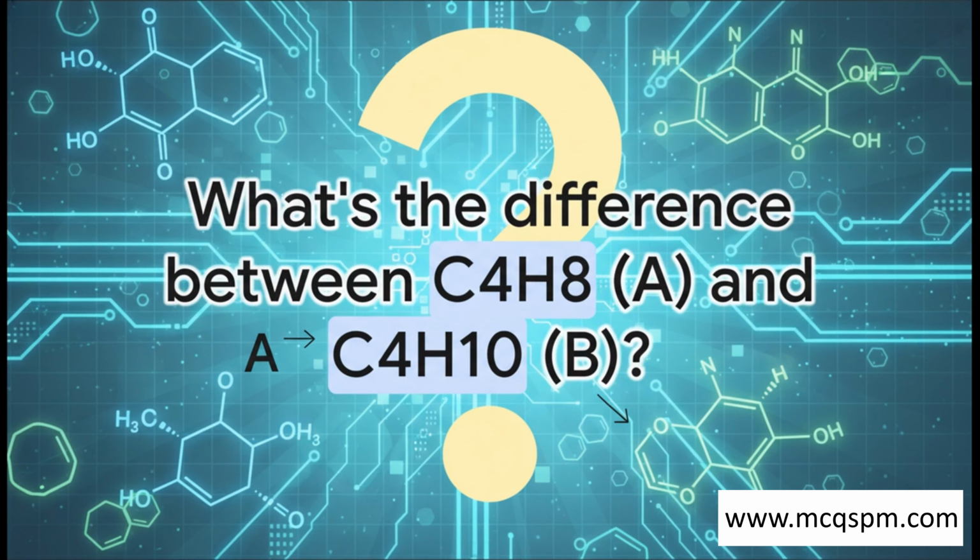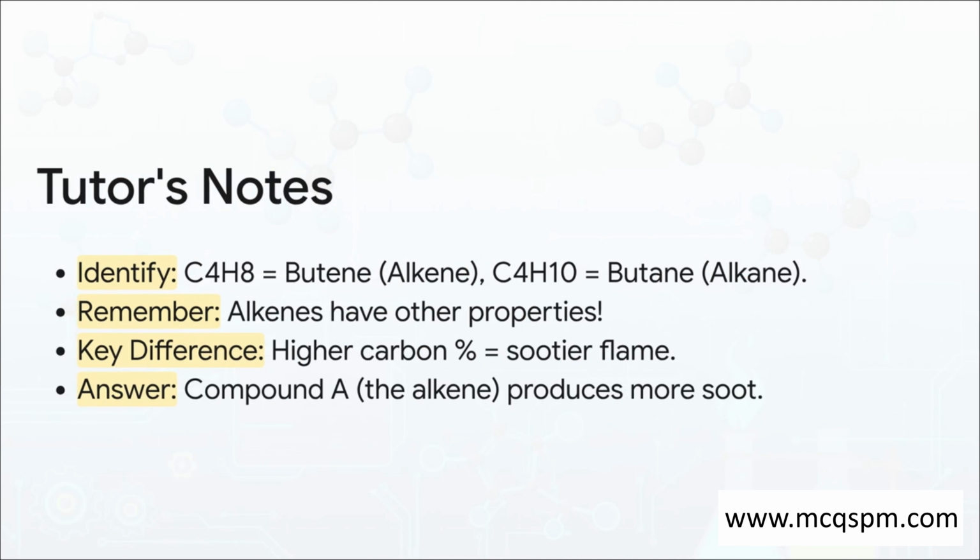Let's try another one, a slightly different style. This time, they give you the chemical formulas, C4H8 versus C4H10. What's a key difference between them? First, let's use our general formulas. C4H8, well, that fits CnH2n, so that's butene, our alkene. C4H10 fits CnH2n+2, so that's butane, the alkane.